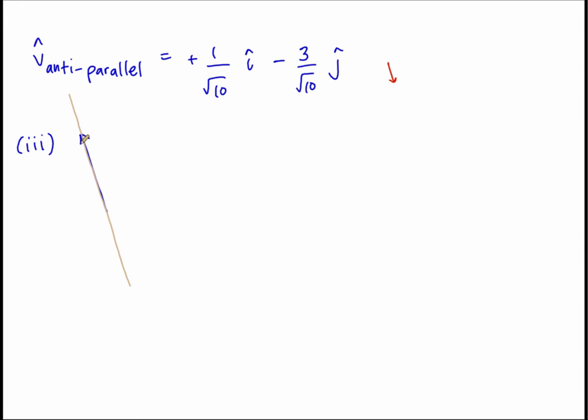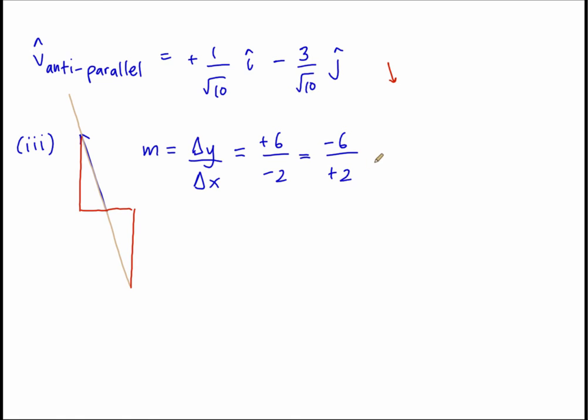That vector then has a rise of 6 and a run of negative 2. But the line also has a run of positive 2 and a rise of negative 6. So we can calculate the slope of this line by taking the rise over the run, either to be positive 6 over negative 2 or negative 6 over positive 2. Either way, we get a fraction of negative 3. We can write negative 3 over 1 if we like.